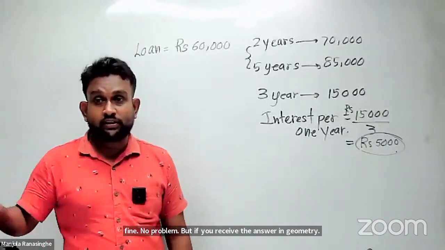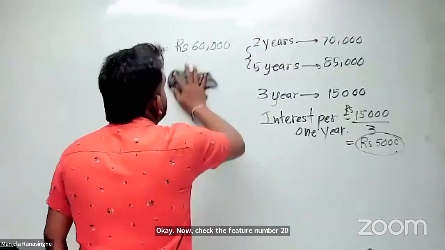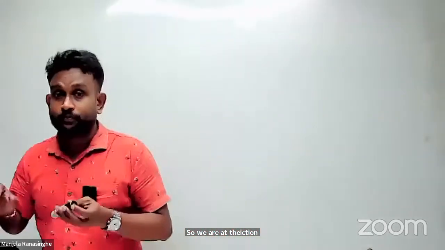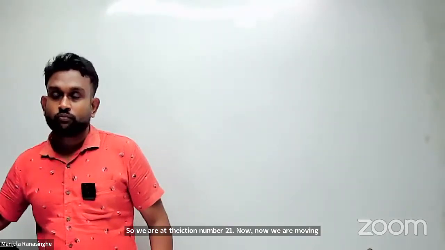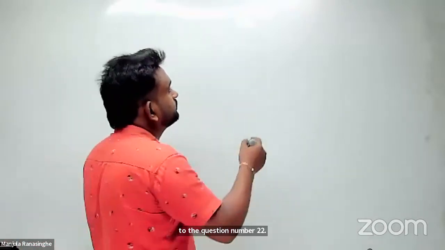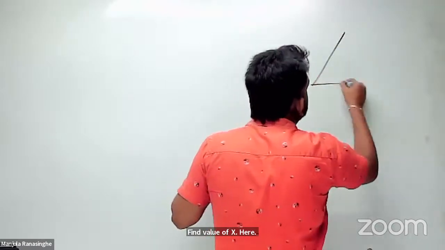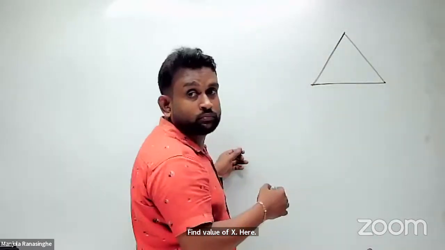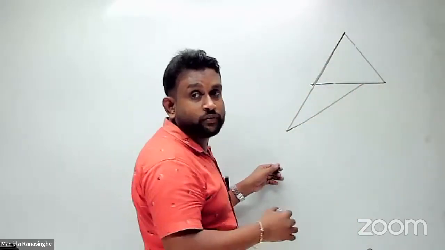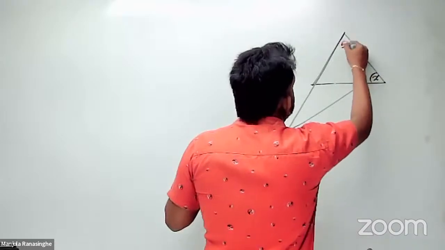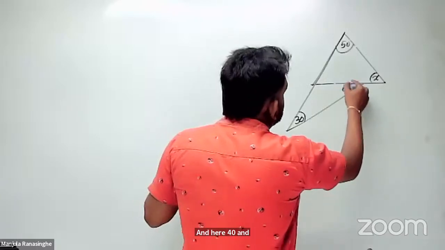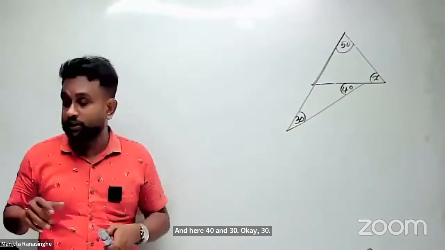Okay, now check question number 22. So we were at question number 21, and now we are moving to question number 22. Find the value of x here. Here we have x, 50, and here 40 and 30. Now they are asking the value of x.